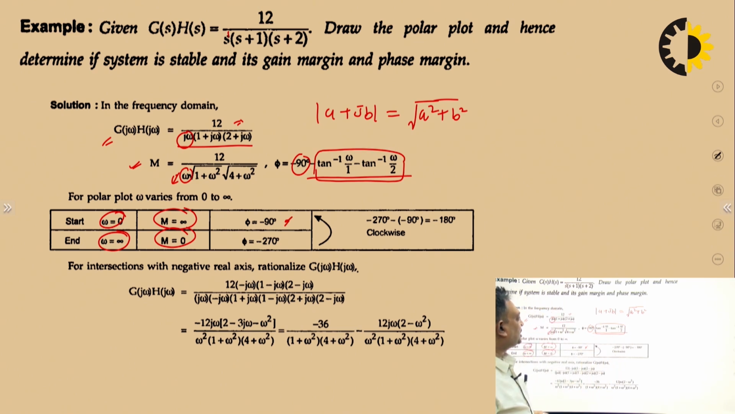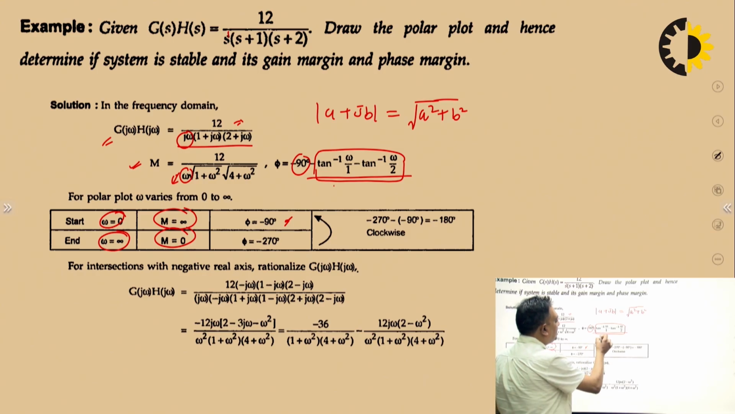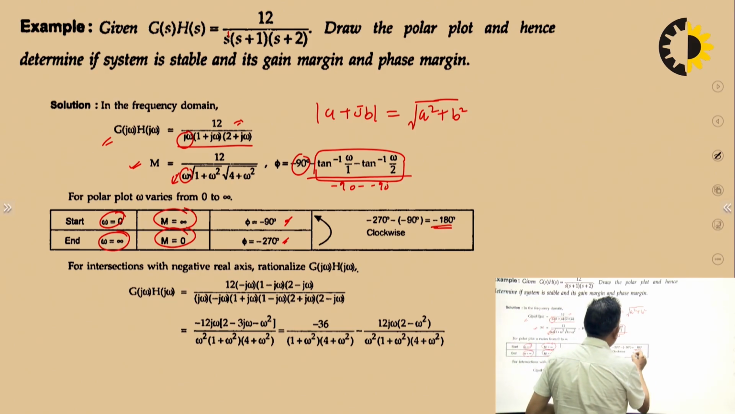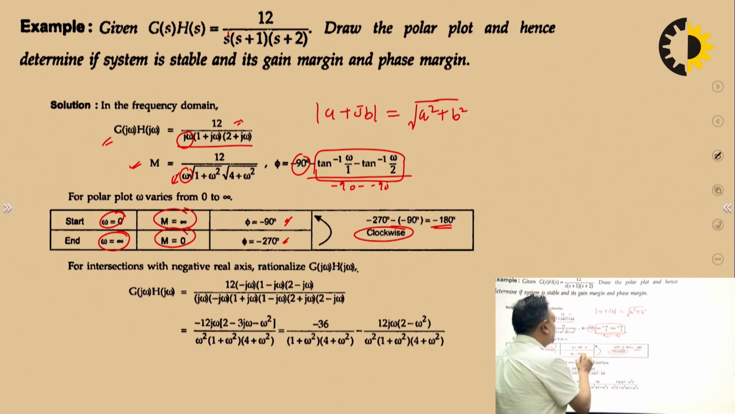And when omega tends to infinity, you will find minus 90 and minus 90 from here. So it will become minus 270. So now again, we will subtract minus 90 from minus 270. So it comes out to be minus 180 degrees. It means we have to move from here to here by making an angle of 180 degrees in the clockwise direction.